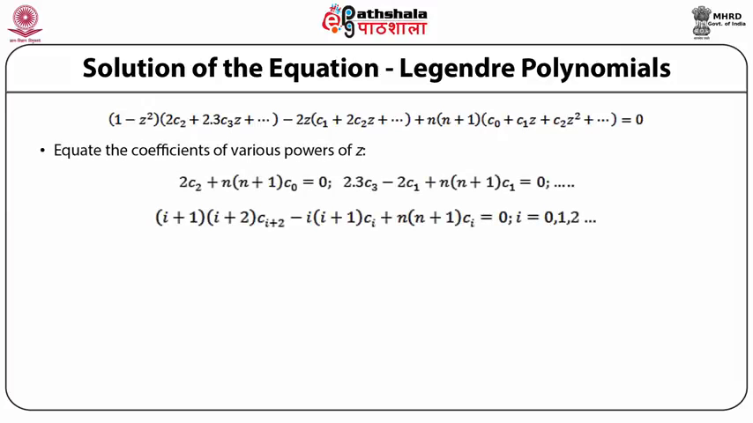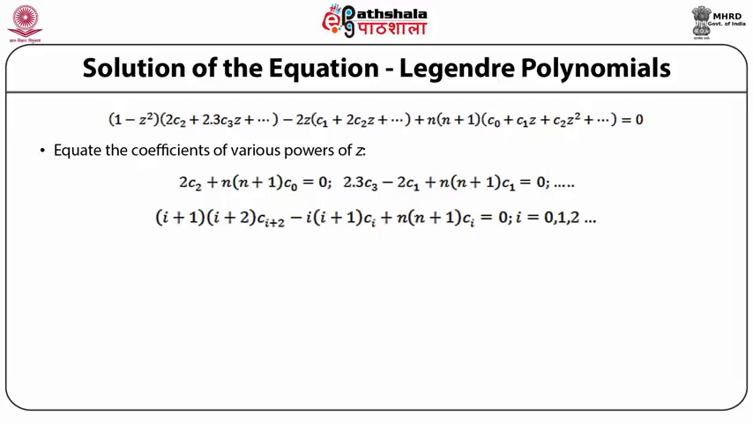On equating the coefficients of various powers of z, we obtain the following relations: 2c2 + n(n+1)c0 = 0. Next, 2·3 c3 − 2c1 + n(n+1)c1 = 0. Next, 3·4 c4 − 2·3 c2 + n(n+1)c2 = 0.